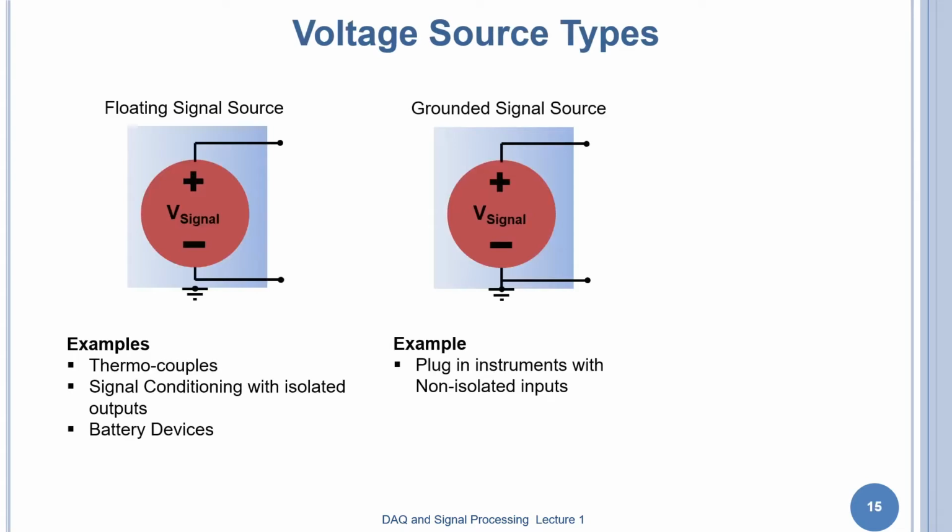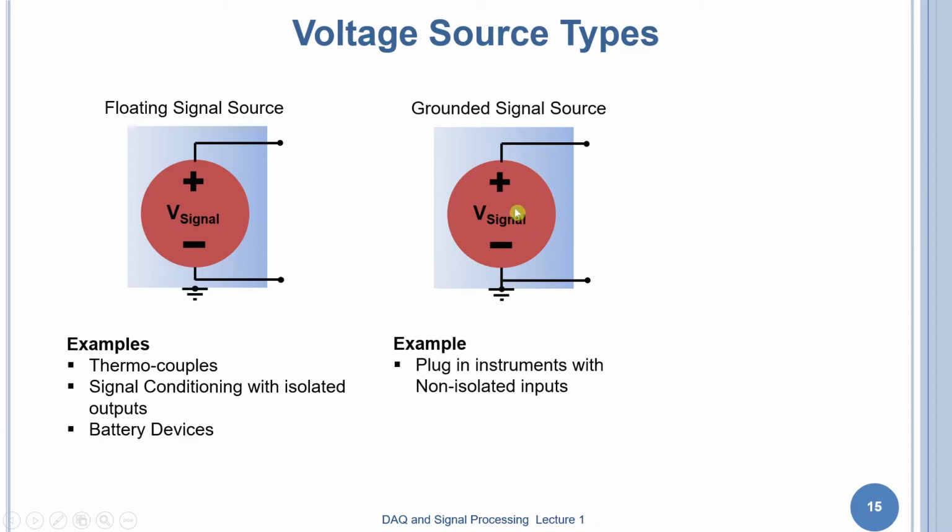So now let's look at different voltage source types. There are two different voltage source types: one is the floating signal source and the other is the ground signal source. In a floating signal source, your signal is actually isolated from the system ground. This represents the system ground, and the measurement is isolated from it. In a ground signal source, it is referenced with respect to your system ground. Examples for a floating signal would be thermocouples, signal conditioning with isolated outputs, and battery powered devices.